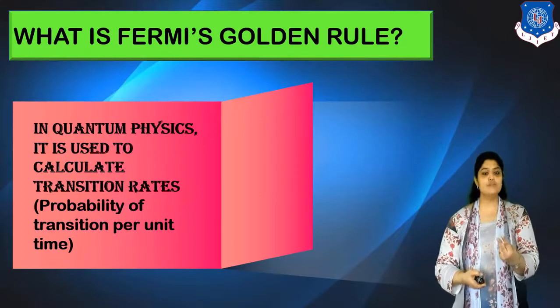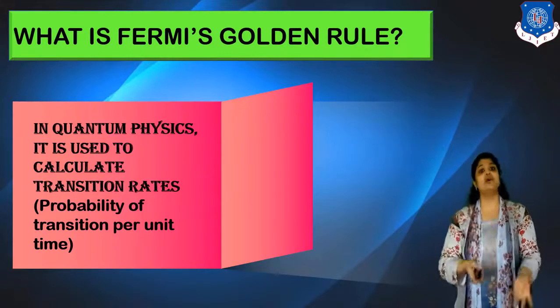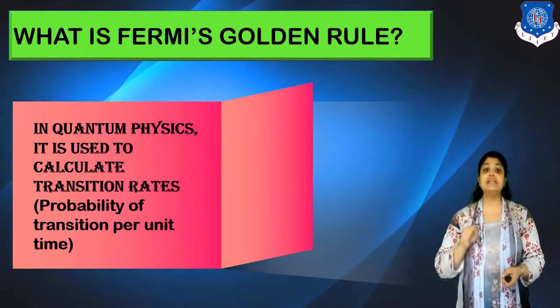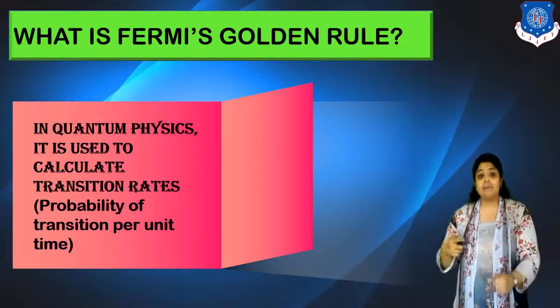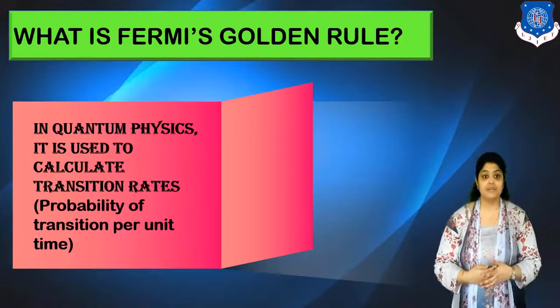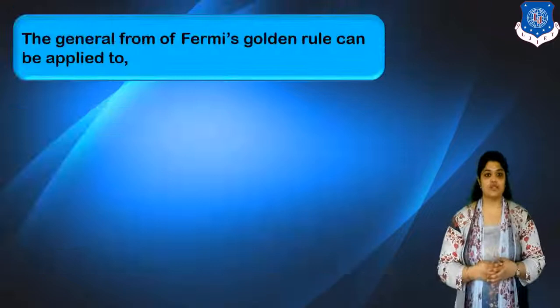So we have two types of transition processes. One is from the lower level to the higher level on absorbing energy. The other one is from higher level to lower level releasing the energy. So this particular formula is going to explain what will be the probability of transitions per unit time. Transitions, as I said, can be either absorption or emission.